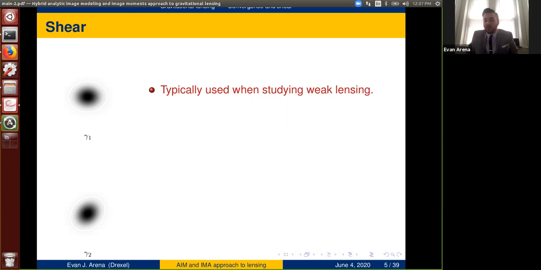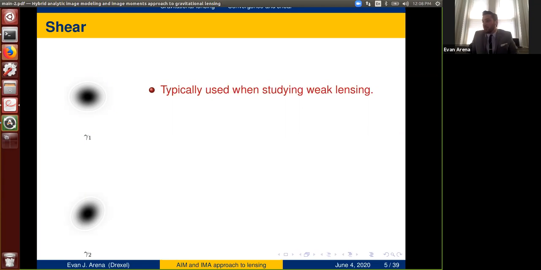You might ask yourself the following question. Aren't there elliptical galaxies that would look like this without lensing? How do I know if an oval is the result of shear or if the galaxy just looks like an oval because it has some type of intrinsic ellipticity?